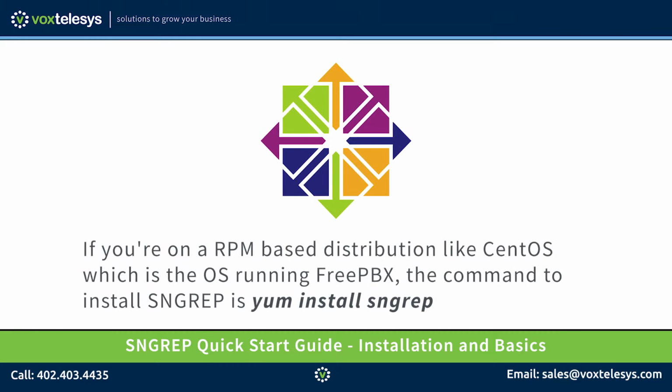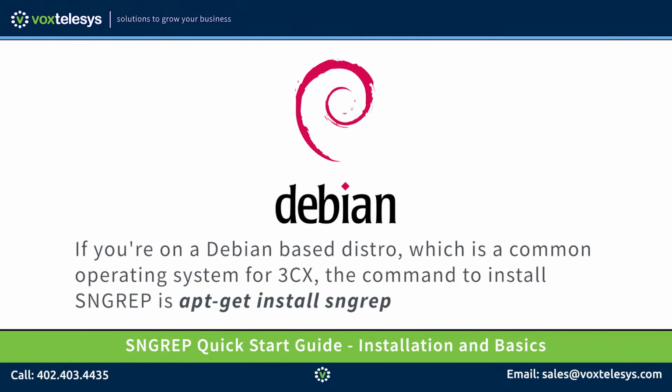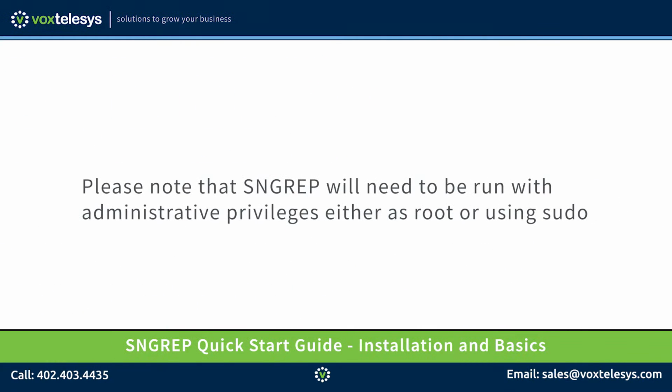If you're on an RPM-based distribution like CentOS, which is the OS running FreePBX, the command to install SNGREP is yum install sngrep. If you're on a Debian-based distro, which is a common operating system for 3CX, the command to install SNGREP is apt-get install sngrep. Please note that SNGREP will need to be run with administrative privileges, either as root or using sudo.